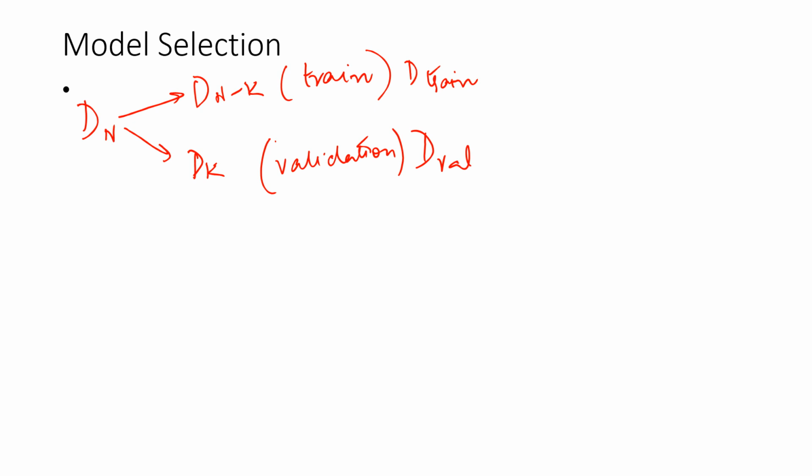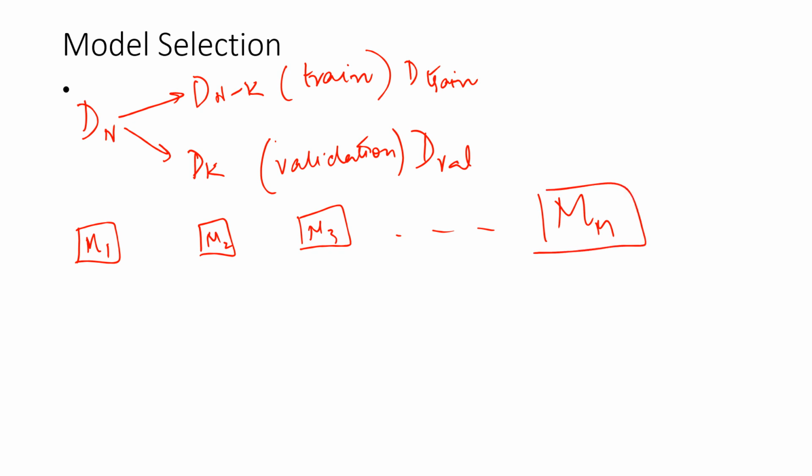There can be many ways in which these models differ. So let's assume we have these different models, and I'm denoting them by M1, M2, M3, and so on. Let's say we have M models, so M_M. M1 has a hypothesis set H1, and so it's a linear model. Let's say H2 is a neural network, and so on.